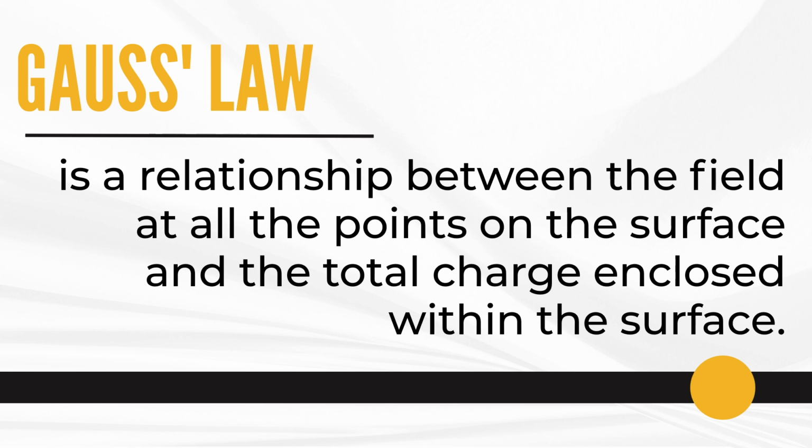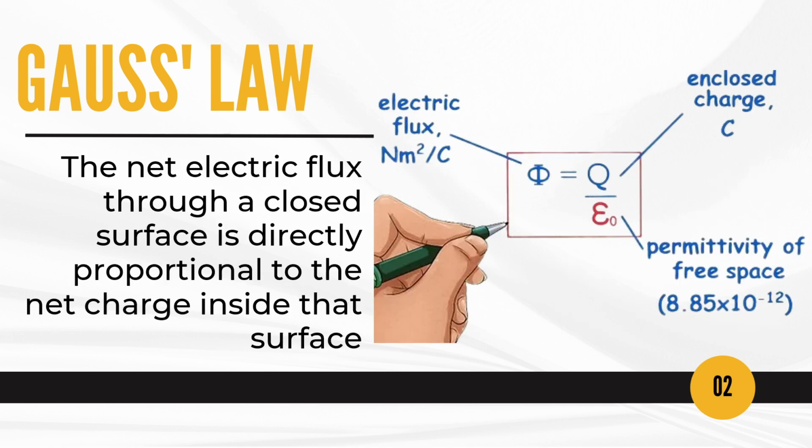So, this shows the relationship between the field at all points, like what we saw earlier, on the surface, and the total charge enclosed. So, it always looks at this enclosed surface. Gauss's law wants the enclosed surface, and it relates the field and the enclosed surface to the total charge in the enclosed surface. So, generally, it states that the net electric flux through a closed surface is directly proportional to the net charge inside that surface. So, what is net charge? Net charge is the total charge in that surface.